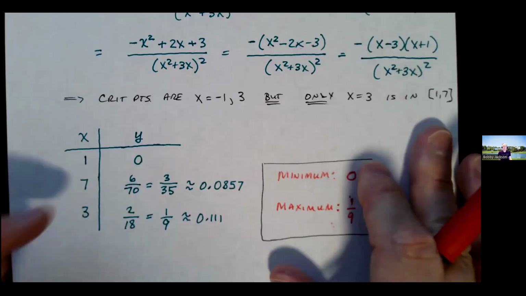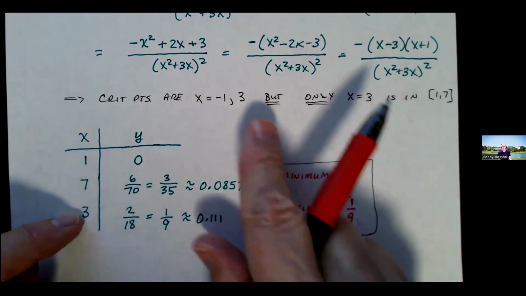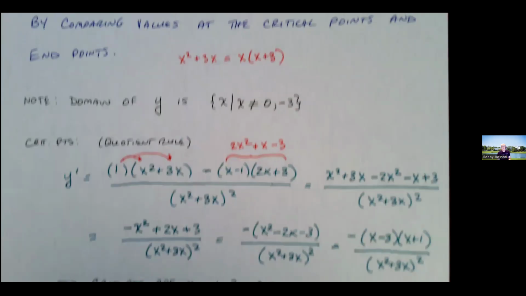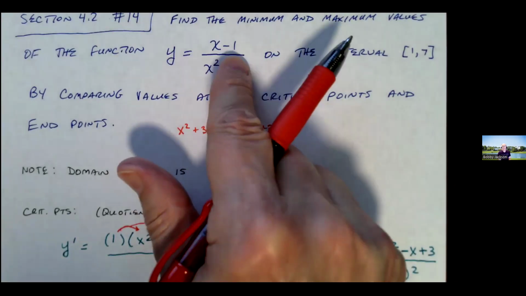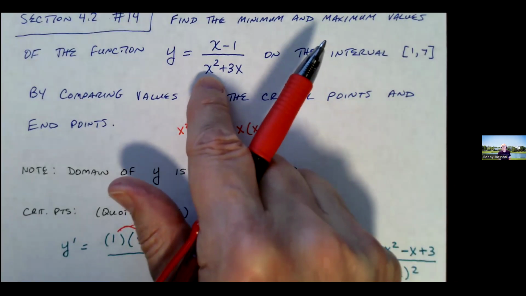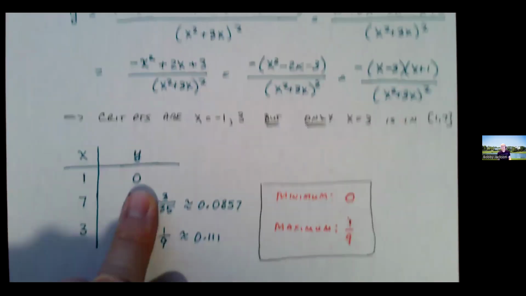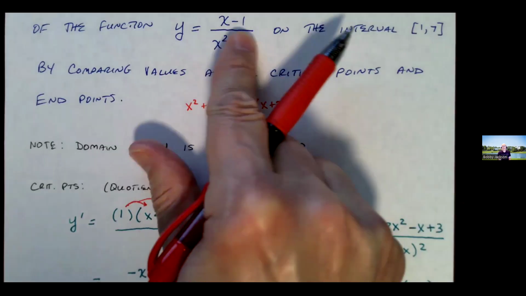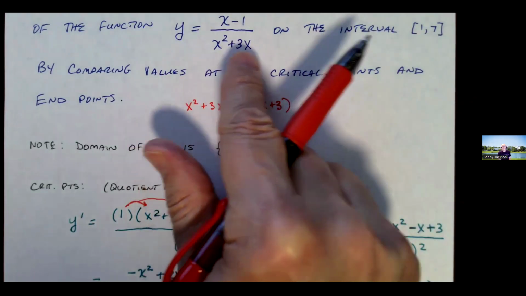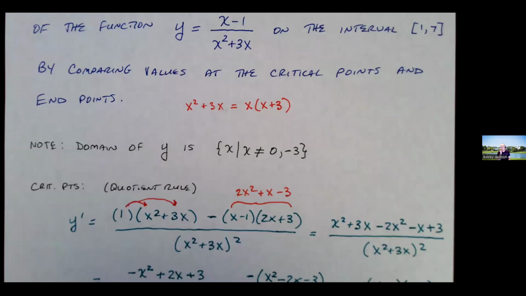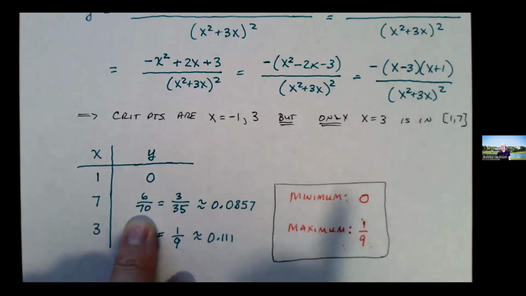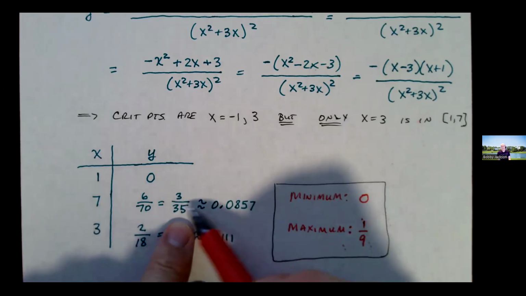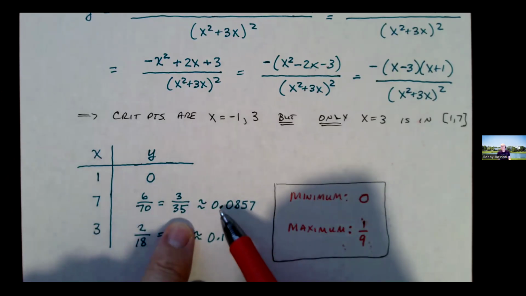Value of the function at our critical points that are in this interval and the endpoints. So I'm going to check at the endpoints 1 and 7 and at our one critical point in this interval, 3. So if I plug in 1 into my function y, what do I get? Well, 1 minus 1 is 0. Bottom I get 1 plus 4. 0 divided by 4 is 0. When I plug in 7, I'll get 7 minus 1 is 6. 7 squared is 49. 3 times 7 is 21. And that will give me 6 over 70, which I can divide top and bottom by 2, 3/35. I can approximate that with the calculator just for reference.